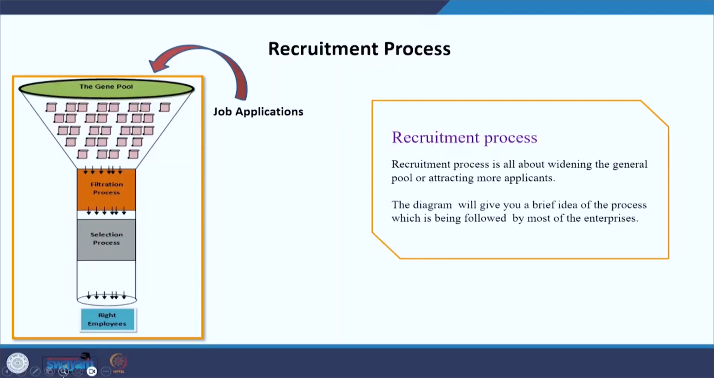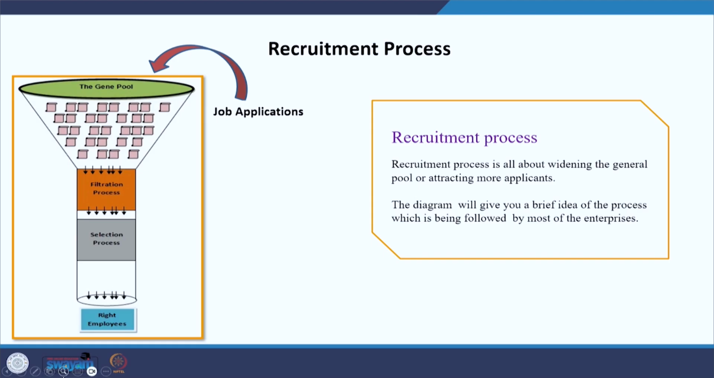Now, in every job, which we will also talk about in this subject, the role of technology in analytical processes is there. So, you will find how it is going to be different. Now, how does the recruitment process start? It starts with a number of applications, and then there will be the filtration process, then the selection, and finally the right employee.